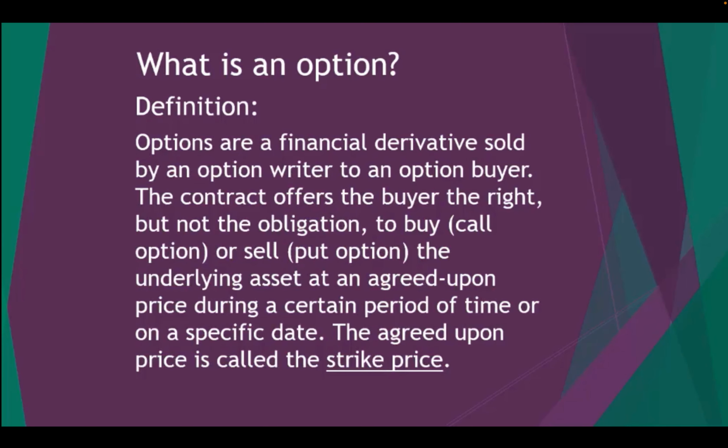So what is an option? Here's the classic definition. It probably won't make a lot of sense. I'll break it down into regular English right after this. Options are a financial derivative sold by an option writer to an option buyer. Remember, there's always someone on the other side of the transaction. The contract offers the buyer the right, but not the obligation, to buy or sell the underlying asset at an agreed upon price during a certain period of time or on a specific date. The agreed price is called the strike price. Now, obviously, if you're buying, that's a call option, and if you're selling, that's called a put option.